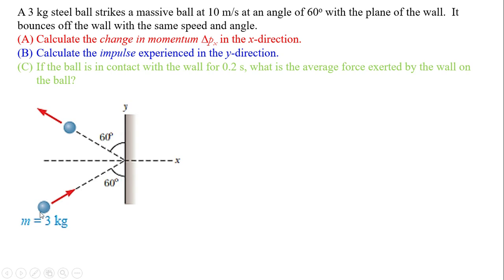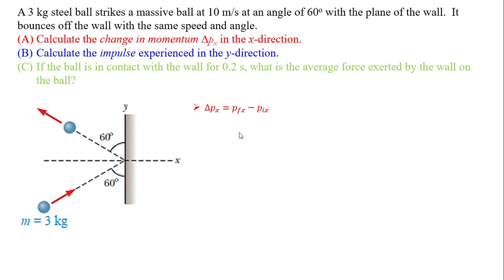Here's the ball that's going to strike it at 60 degrees relative to the wall, and then it ricochets back with the same speed and the same angle relative to the wall again. Alright, so this is pretty symmetrical. Part A, B, and C. Part A asks us to find the change in momentum in the x direction.